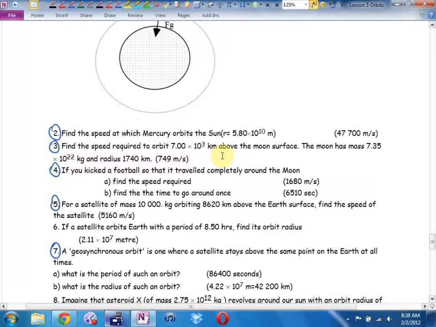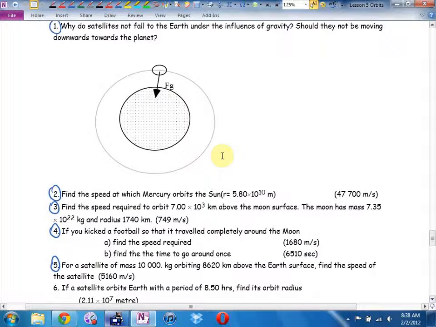Find the speed required to orbit that high above the moon's surface. Caitlin, I'm going to do my work up here because I got room here. Okay. Are we in orbit? If they're talking about orbital speed or orbital period or orbital radius, I always start out by going, well, gravity is what's moving me in a circle. And gravity is going to be big G, big M, little m over r squared equals, and since they want orbital speed, I'll use the circular motion equation with the speed in it, the v squared over r.